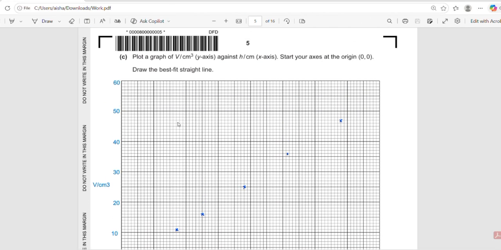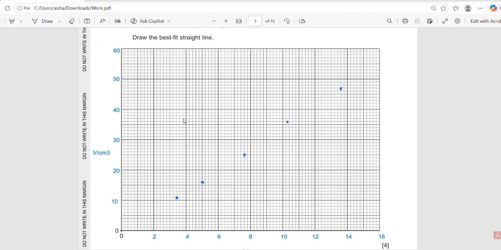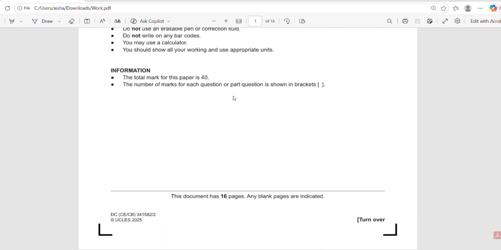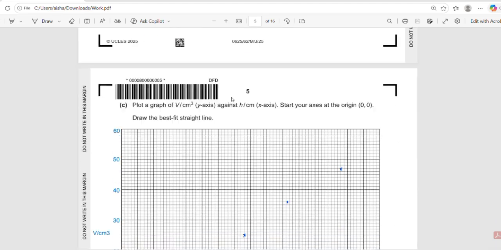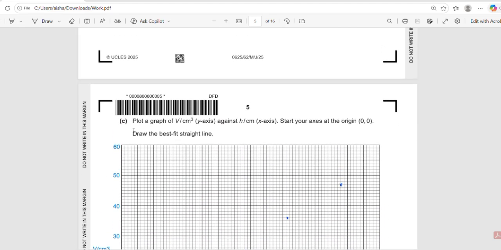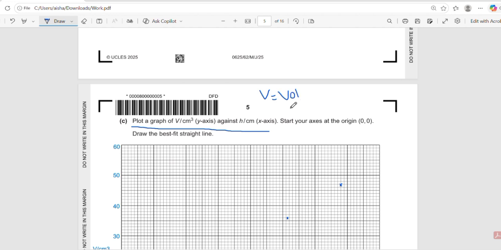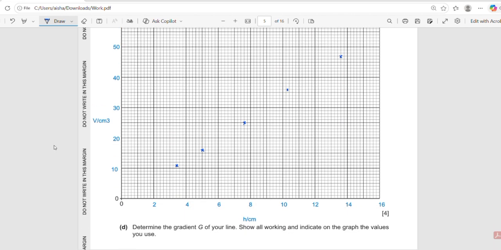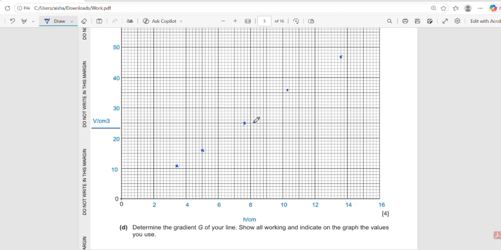I did this paper on my YouTube channel in the first video. This is May-June 2025 paper 6-2. In this, they have asked you to plot a graph of V over centimeter cube. Just so you know, V over here is volume and H over here is height. So they have clearly asked you to plot V over centimeter cube on the y-axis, and H over centimeter on the x-axis.